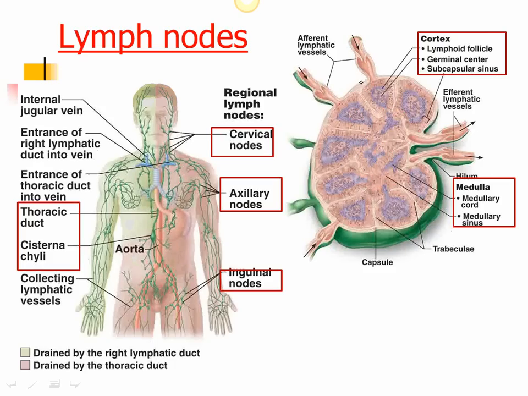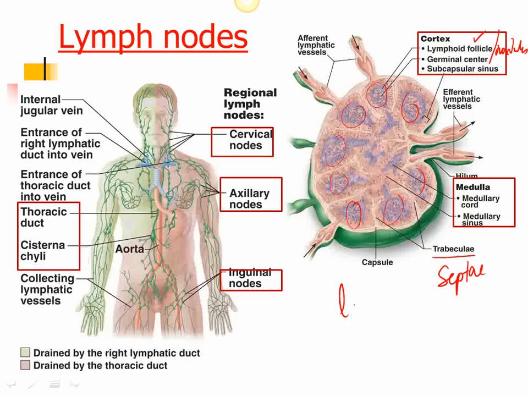In the cortex, this capsule sends in little septae. So you can see these septae going in and dividing it into smaller areas. These septae are also called trabeculae. And in the cortex, the lymphoid tissue, the lymphocytes and macrophages, are aggregated as round structures which are known as lymph follicles, or also known as lymph nodules. So here you can see these are all the lymph follicles.